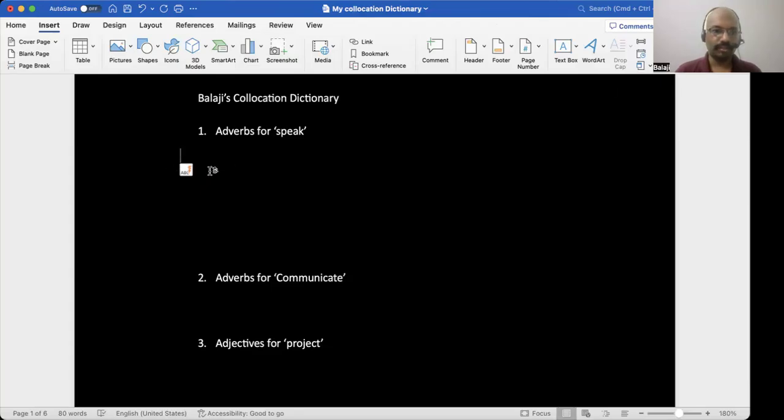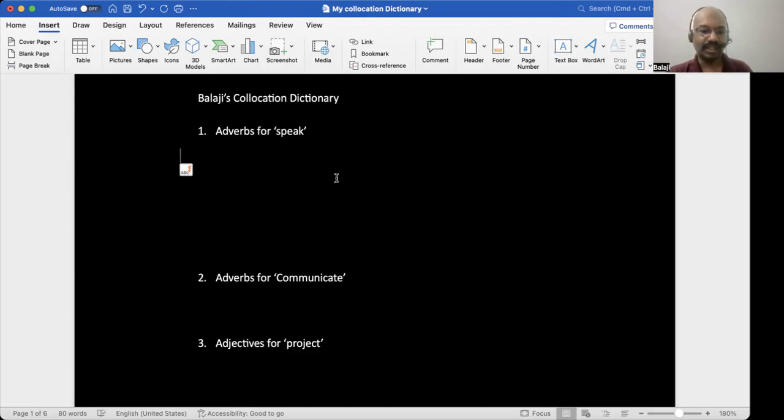Hello everyone, I am trying to create something called Balaji's collocation dictionary. Collocation means the words that are used in combination. It refers to the words that are often used in combination because that is how they have been used for a very long time. It is not because it's a grammar rule, but it sounds right only because that's how they have always been used. Okay, so certain words will not fit in certain contexts, right?